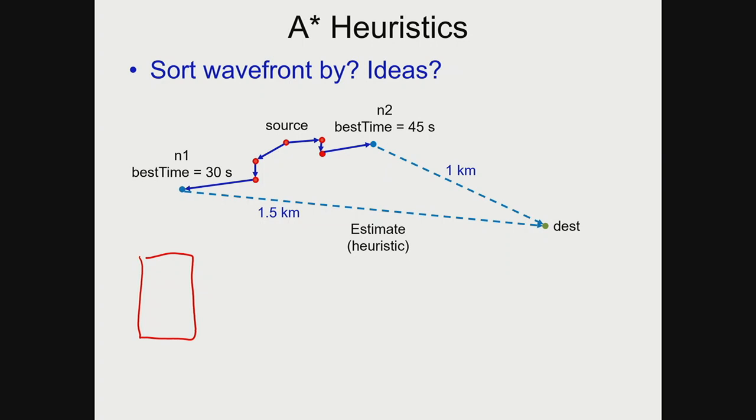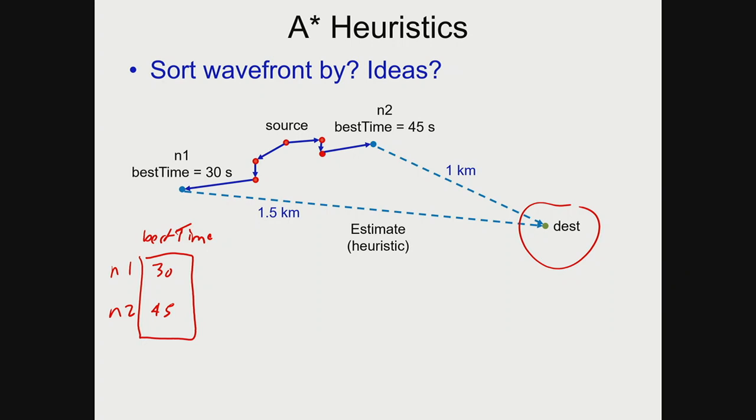But N2 looks like it's closer to the destination. So maybe that is actually a more efficient way to search. With an A* algorithm, we're trying to make that visible to the algorithm. So, let's write this down. Right now we have N1 on our wavefront, and we have N2 on our wavefront. N1 has a travel time of 30 seconds, N2 has a travel time of 45 seconds. This is what I'm calling best time, the known-for-sure time I took to get to this node. And if I sort by that, I'm just going to get Dijkstra's algorithm.